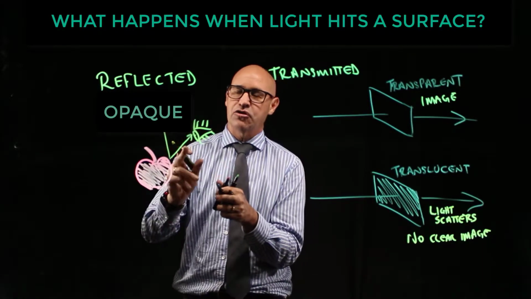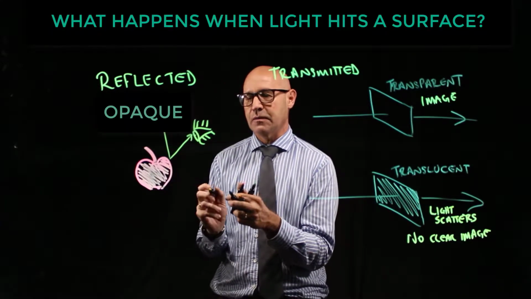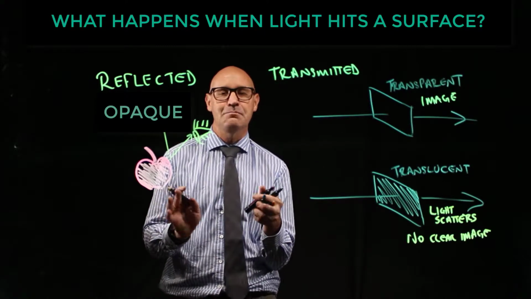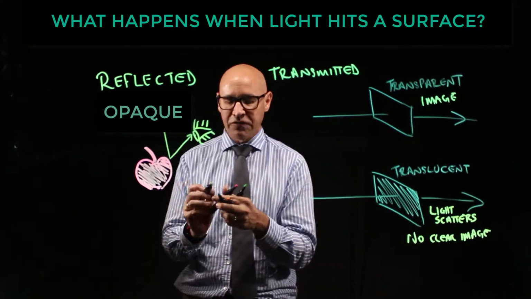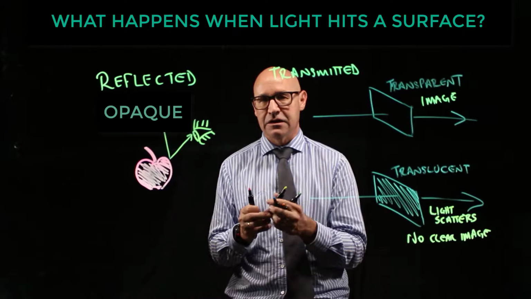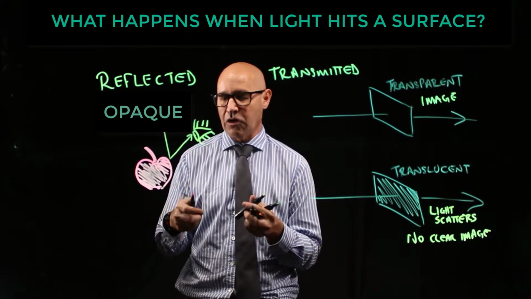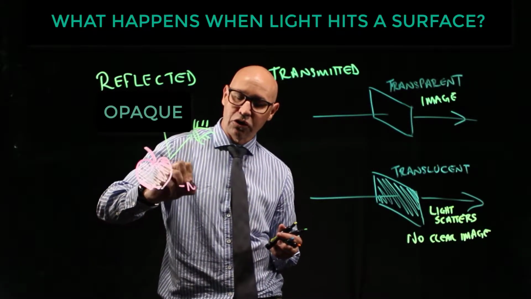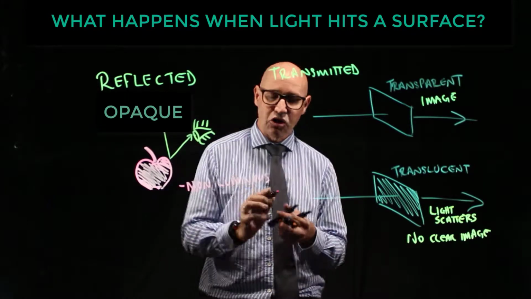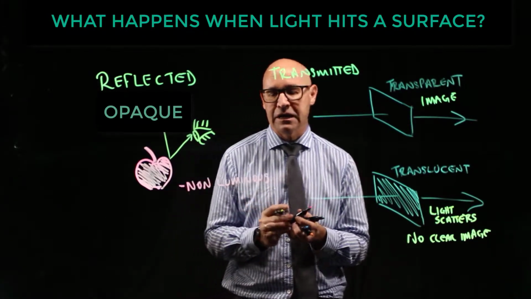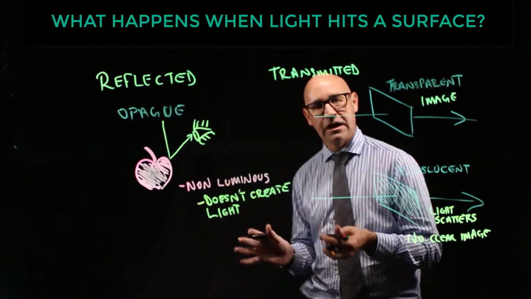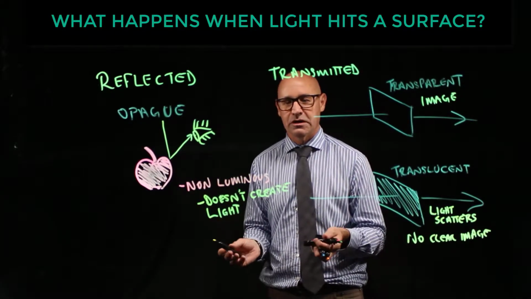So this introduces one last concept here. This is how we see most things, because most things that we see don't actually create their own light. They're called non-luminous. Non-luminous does not create its own light.